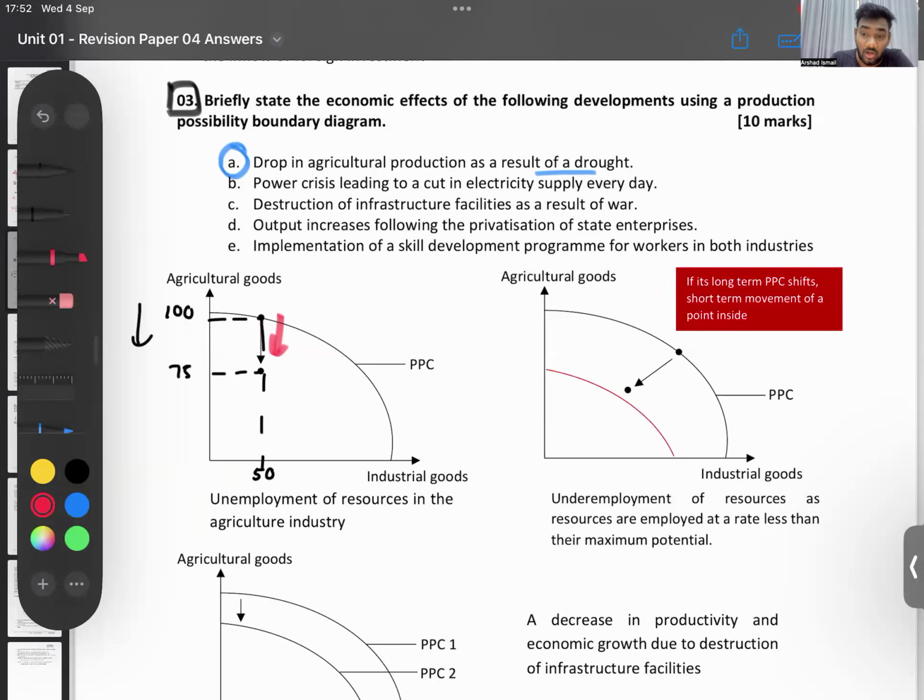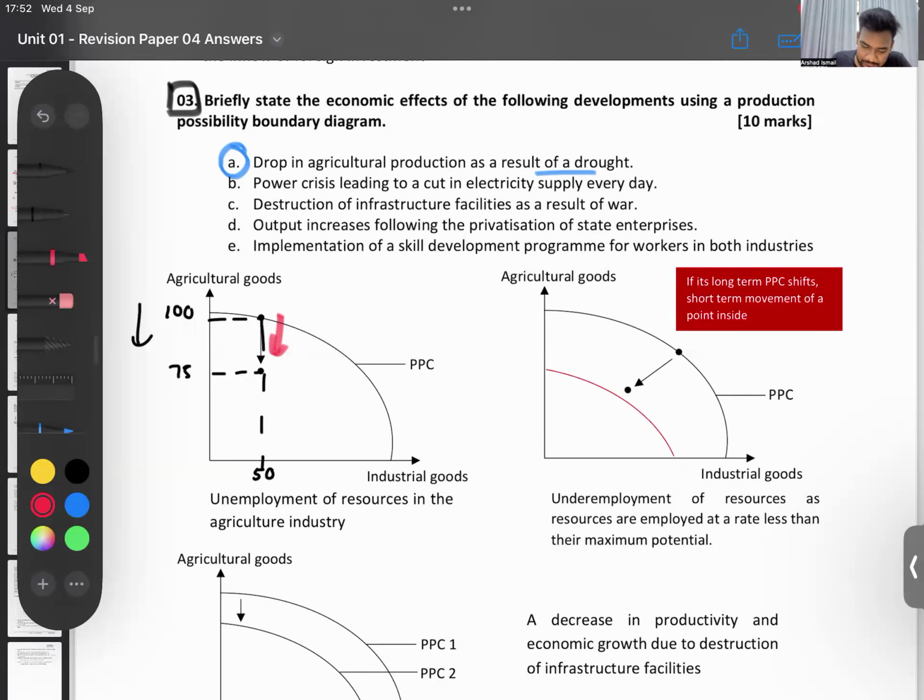Is it a point movement along the PPC, correct? Then industrial goods are increasing along it. If you're moving a point along the PPC, that means the other good is increasing. They have not told anything about that. They've not told about the other good increasing, right? They've only said this good is coming down. So then moving along the PPC is also not correct.